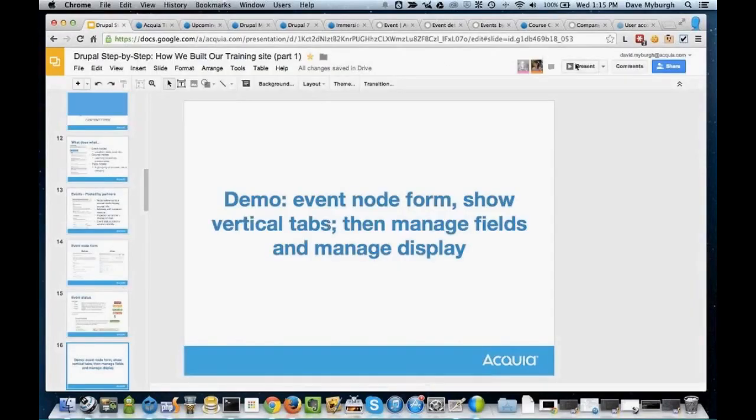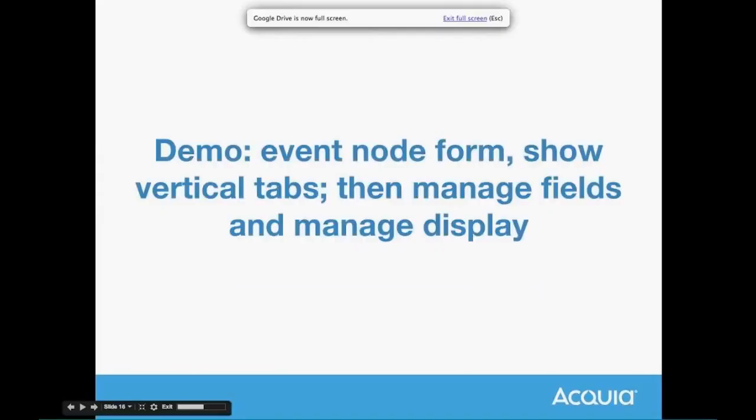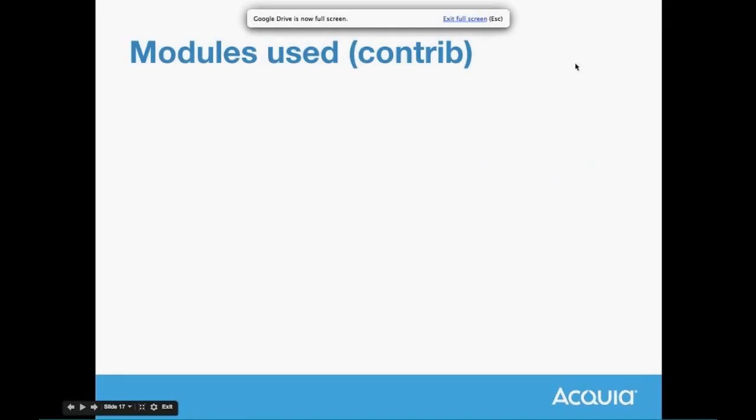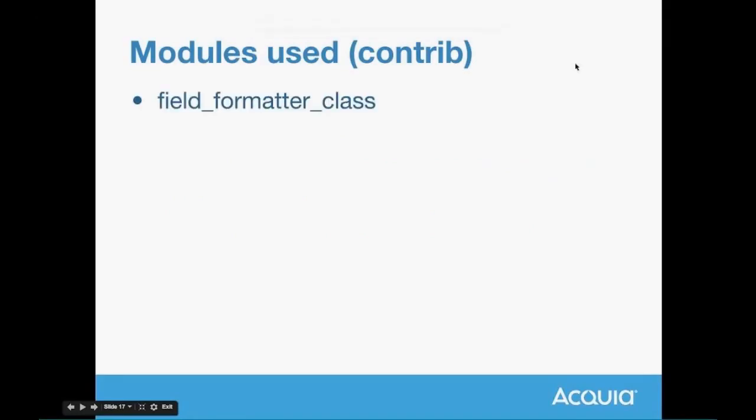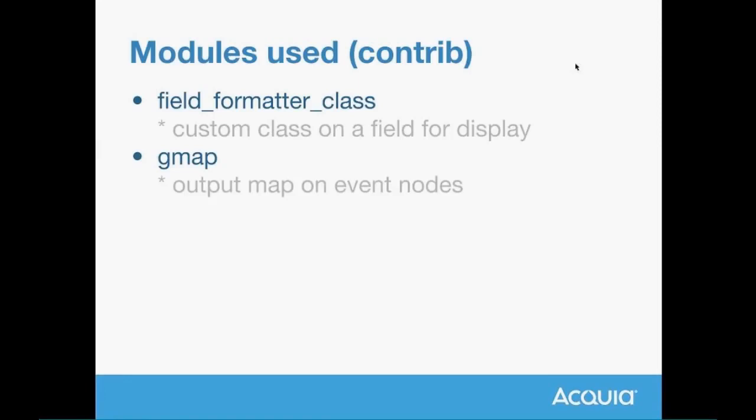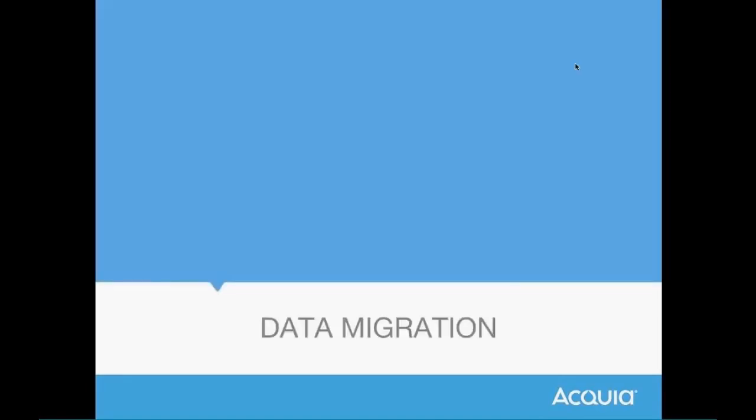So let's carry on here. So some of the modules we used for that: field formatter class, like I mentioned, it's the custom class on a field for display. Gmap actually outputs the map on the nodes themselves. It uses the location information. And then obviously location is for adding the address, and it does the actual geocoding on the back end for us. All right.